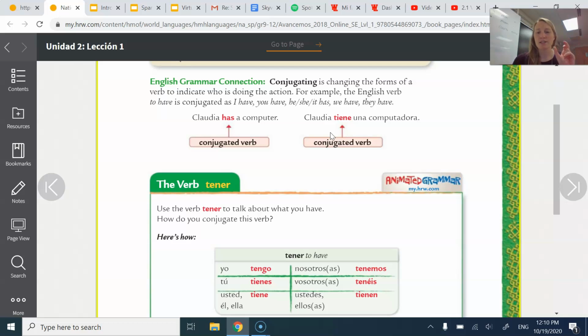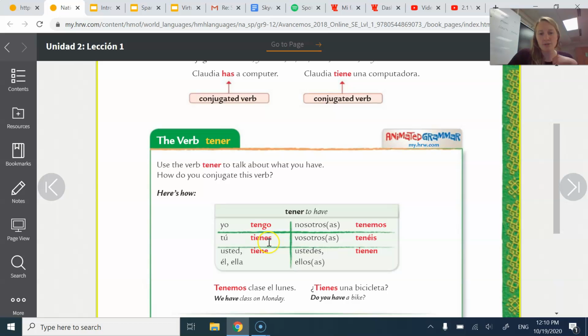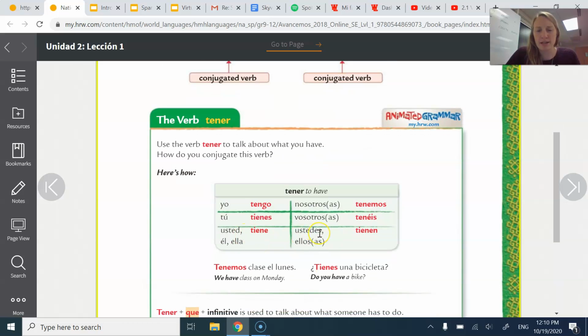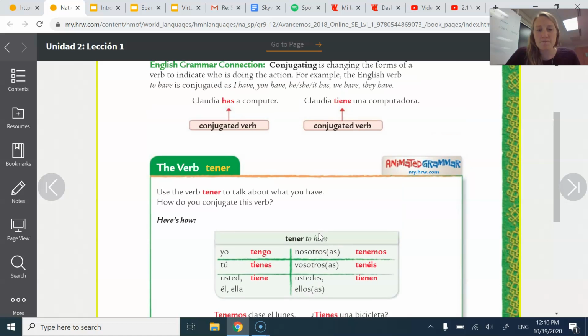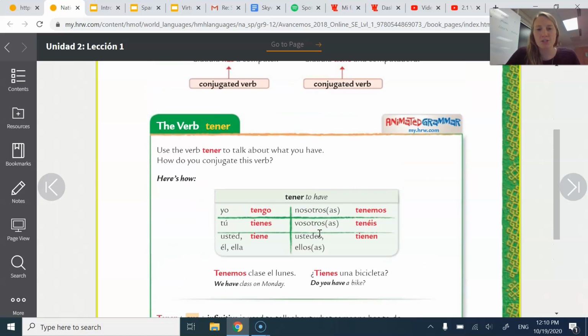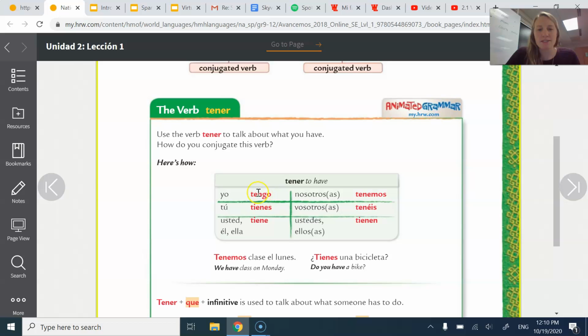We're conjugating tener, which you see right here, tener, to have, to say I have, you have, he, she, or it has. And also remember usted, the you formal has. We have, you all have, and they have, or the you all have as well. Remember your usted and ustedes. So, how do you conjugate this verb, right? It's going to be tengo.